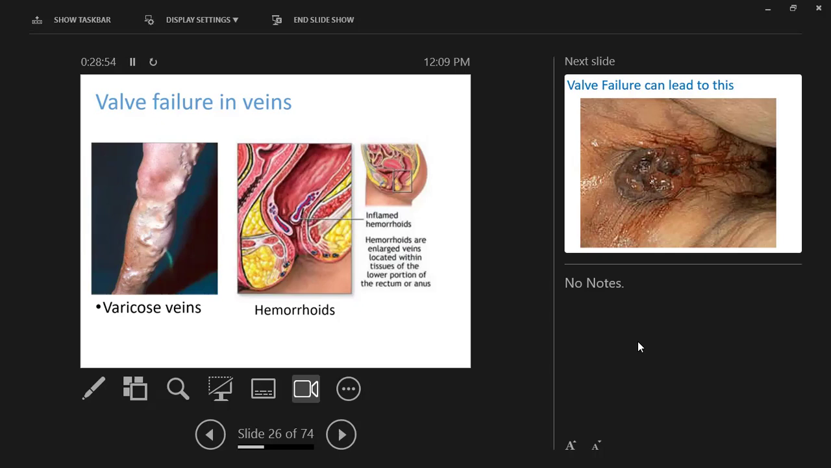This is a pretty extreme case here. But varicose veins are simply valves that have failed, and blood is accumulating below the failed valve. And so you get this bulging on the surface of the skin. It's all gravity. Gravity is never our friend.